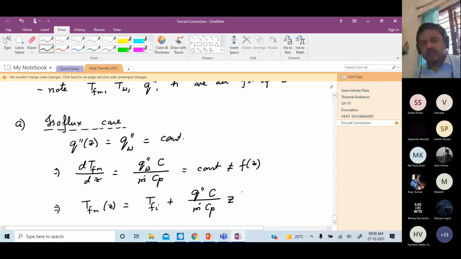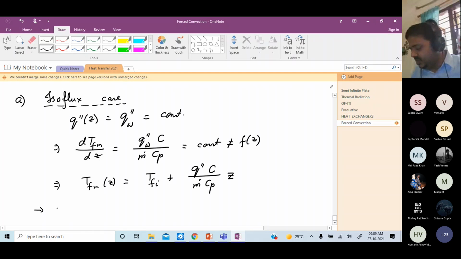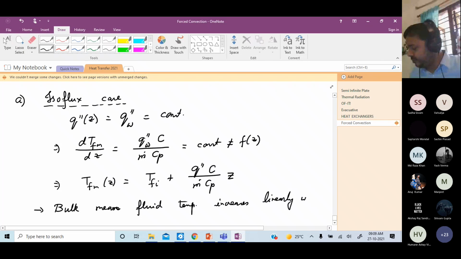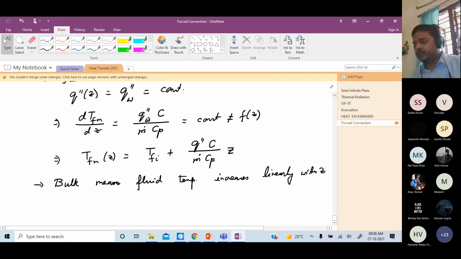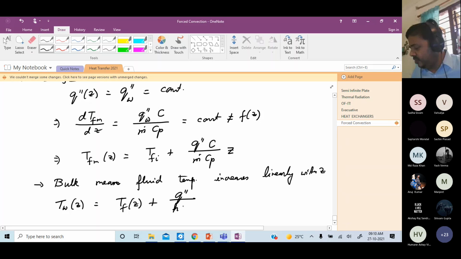This we have already seen before. So this implies that the bulk mean fluid temperature increases linearly with z. The other thing is T_wall(z) will be T_f(z) plus q'' over h(z). And since we know that for the fully developed region h(z) is constant, the wall and the fluid temperature just follow each other. They're just two parallel lines as we had drawn before.